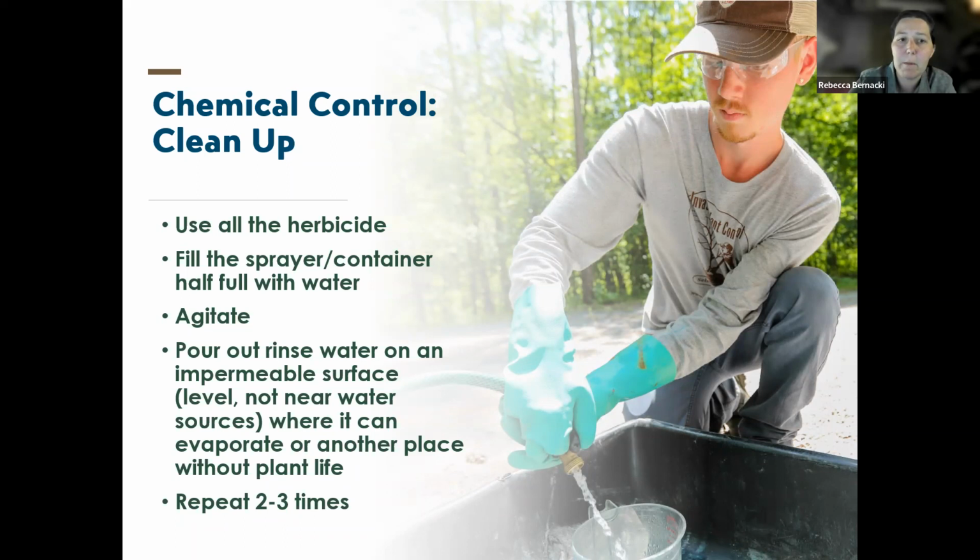Once we've used up the herbicide in our backpack sprayer or our reservoir, we're going to fill the sprayer container about half full with water, agitate it, and pour out the rinse water on an impervious surface. That'll be a surface that's level and not near water surfaces, where it can evaporate and not interfere with other plants. And we're going to repeat that process two or three times.